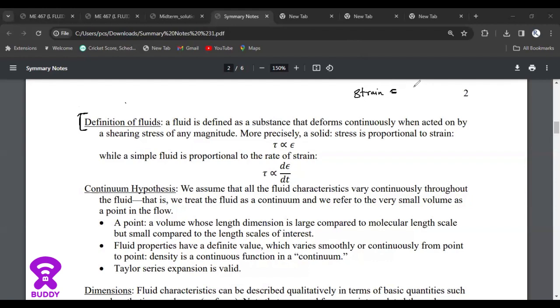Okay. Strain means the deformation which is happening over the original dimensions. That is what we call strain. Yes or no?